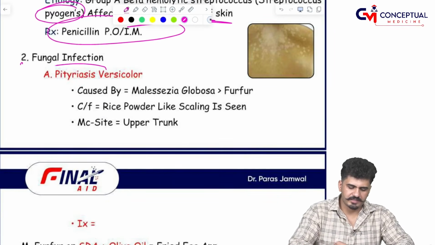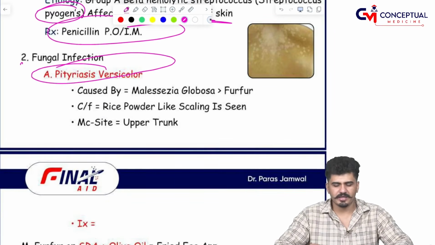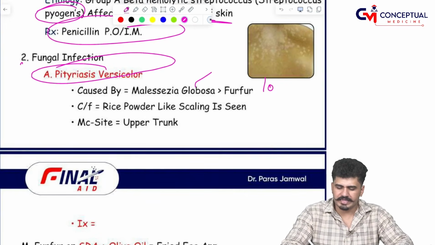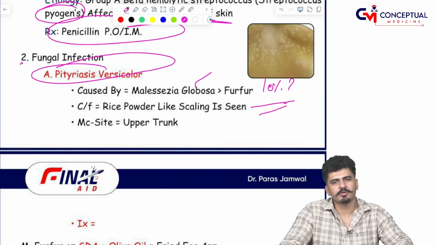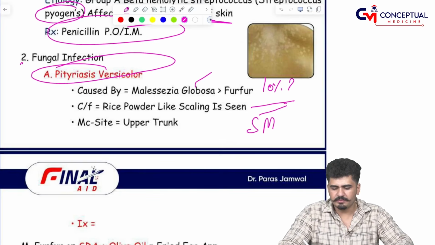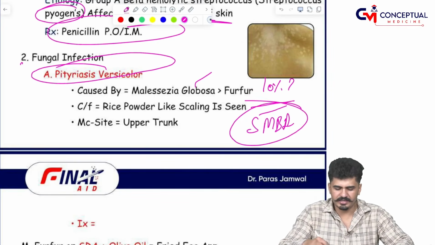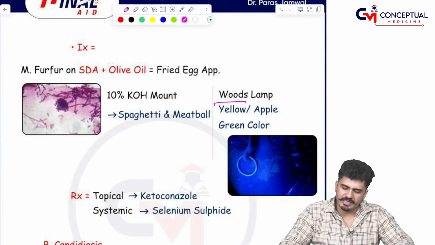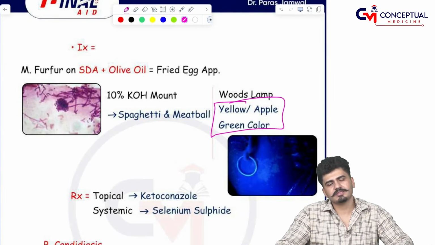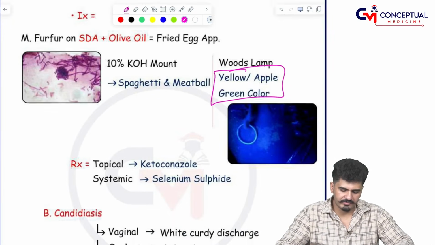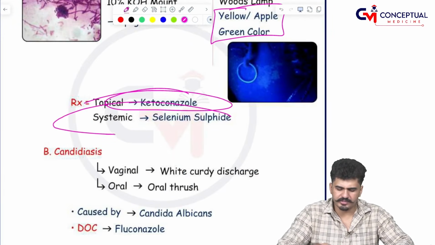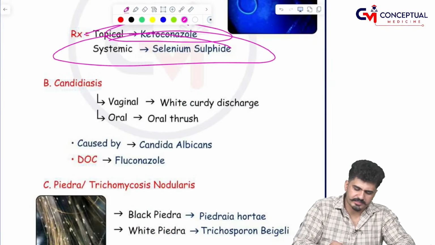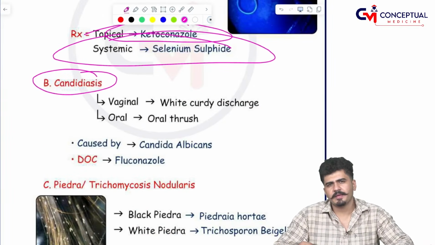Then fungal infection like pityriasis versicolor, which we covered yesterday. It is caused by Malassezia globosa, a better answer than furfur. If we put this on a 10% KOH mount, what appearance are you going to see? Spaghetti and meatball appearance. Sir, on Wood's lamp, what are we going to see? Apple yellow fluorescence. Very good. Topical treatment is ketoconazole. Systemic is selenium sulfide.